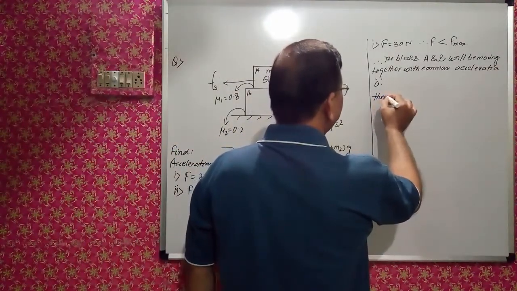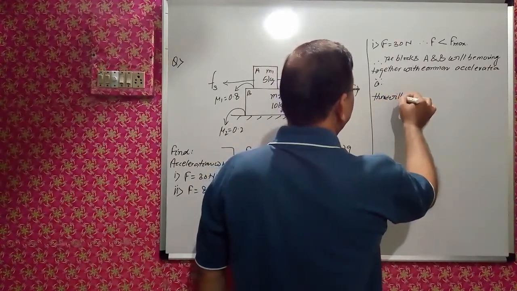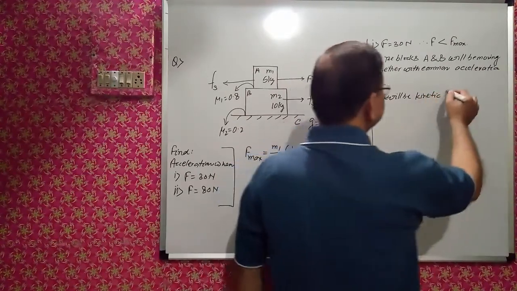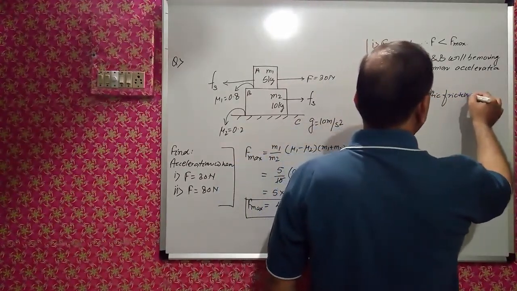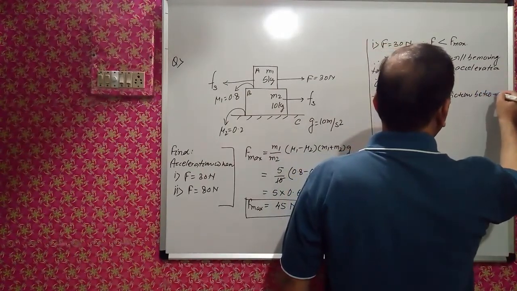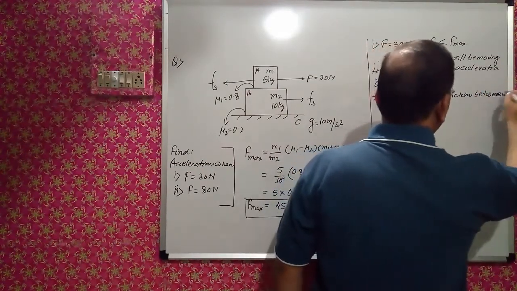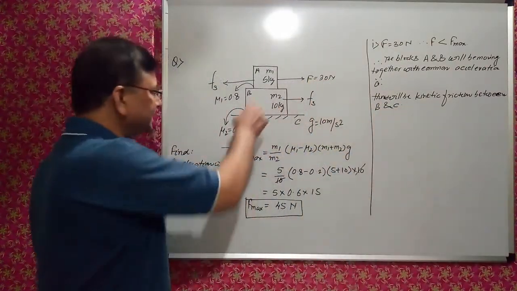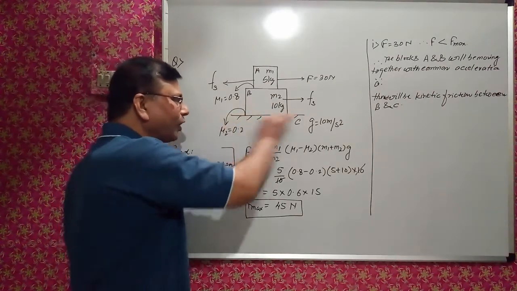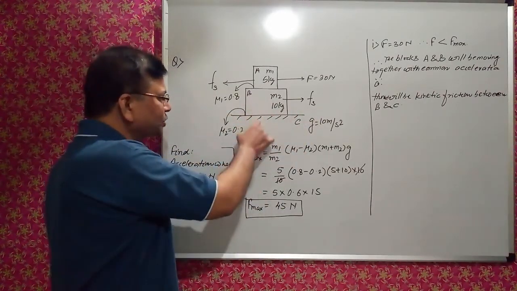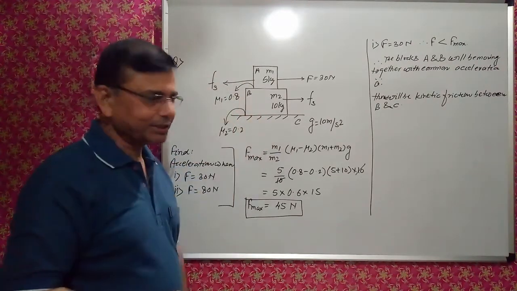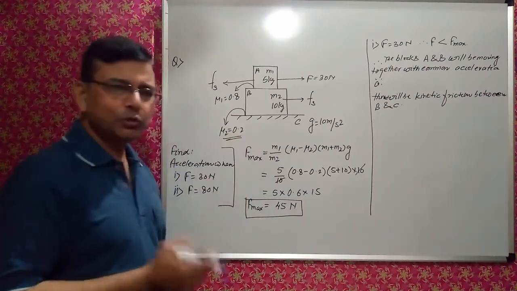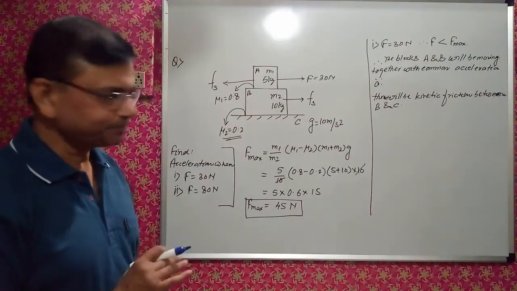There will be kinetic friction between B and C, because this block is sliding, this block is moving on C. So since there is motion, there will be kinetic friction. Since only one coefficient of friction is given, we can use this for kinetic friction also, right?